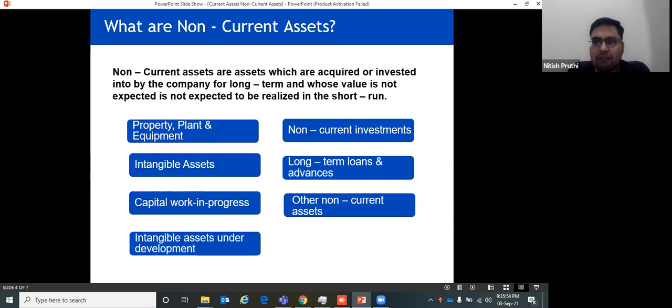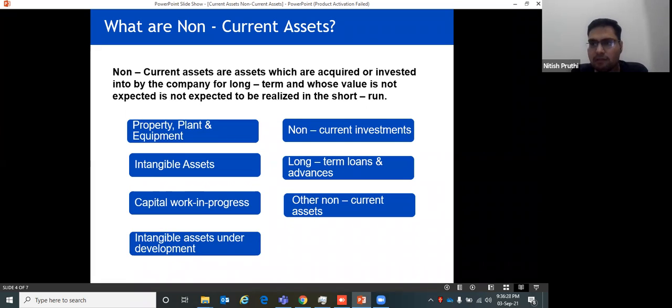Next is capital work in progress. This is something related to property, plant and equipment. When we talk about buildings, machinery, land, let's say you have a manufacturing facility A. You want to establish another manufacturing facility called B. Now you have purchased the land, you have started construction of the building, but as on the date of finalizing my books of account, I am preparing my profit and loss account, I am preparing my balance sheet.